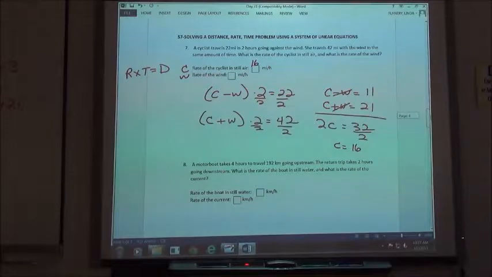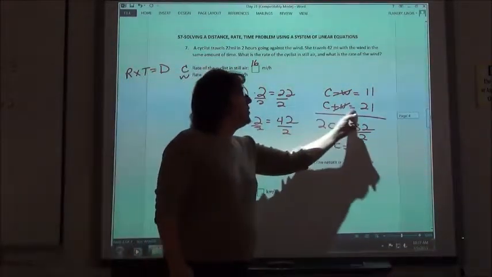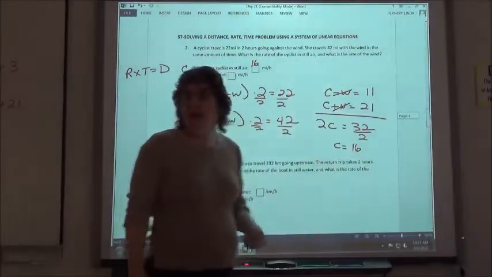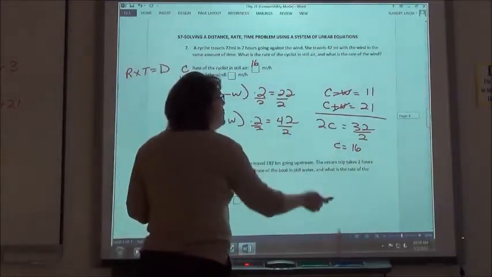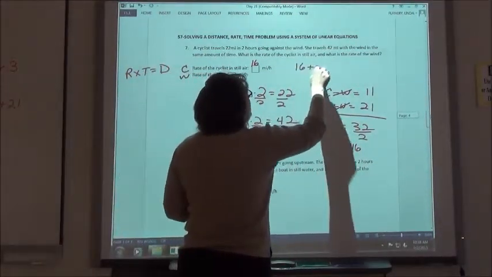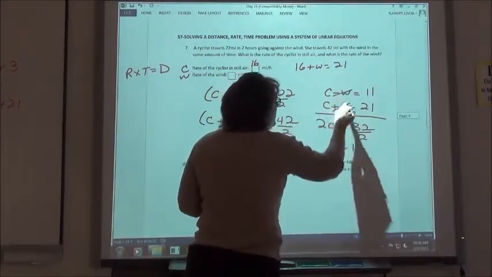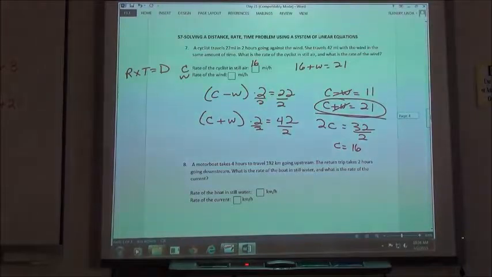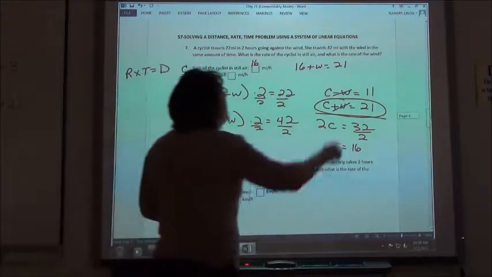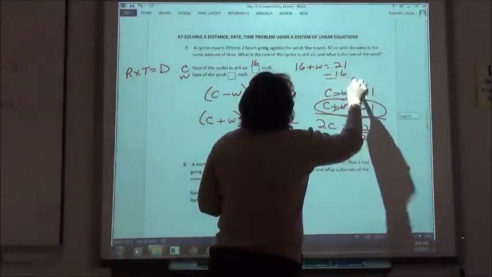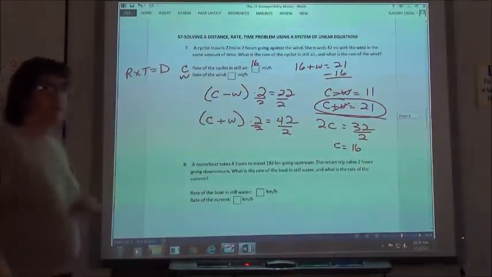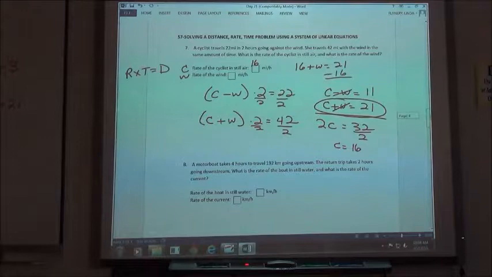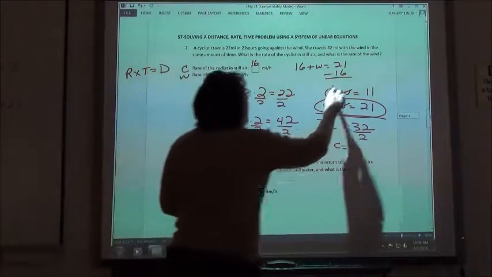We again need to find the rate of the wind. Personally, I think it's easiest to put it in with the plus one. We did the one with the minus before. If I do the plus one, I would say 16 plus W equals 21, plugging it into that second equation. All I need to do to solve that is subtract, right? So 21 minus 16 gives me 5. So the wind is going 5 miles an hour.